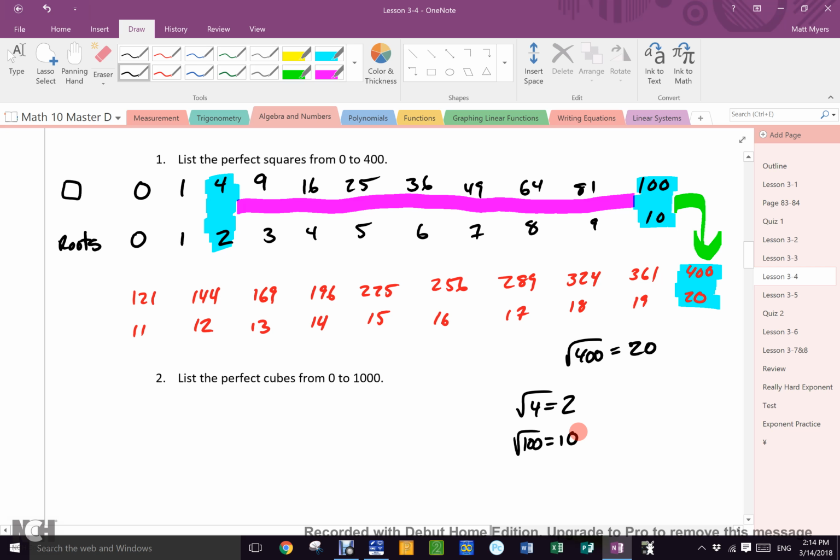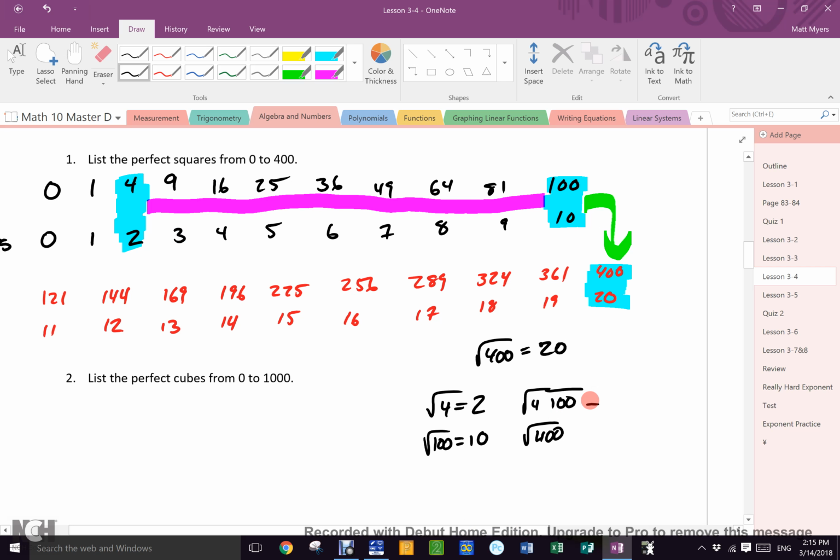Do any of you see a relationship here? What do you see, Eric? Multiply the square root of 4 times 100. What do you get? Square root of 400, right? Isn't this the same as the square root of 4 times the square root of 100? See how it works? So if you have a number that you have the square root of, and you can break it down into smaller ones, it becomes a lot easier to deal with, yes?